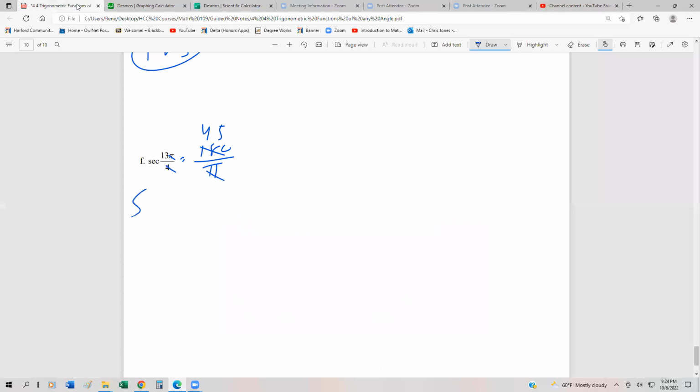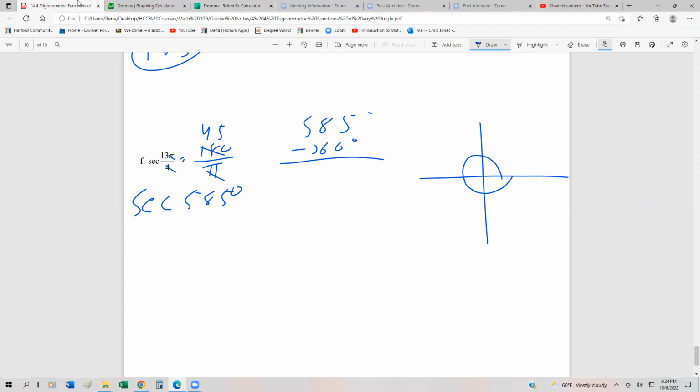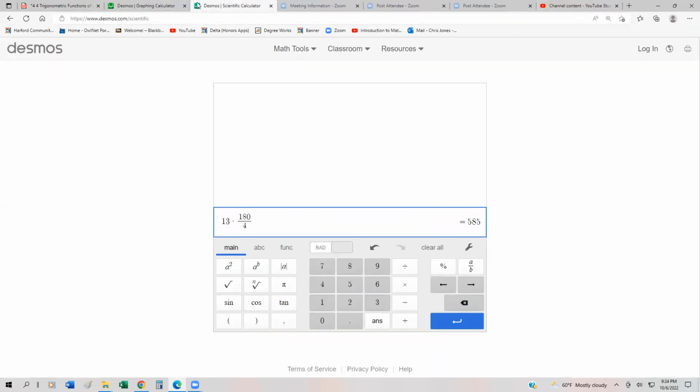Okay, so this is really the same as secant 585. Right? To plot 585, well, we know that we have to go around at least once. Okay, and 585 minus 360. Okay, and we just go into our calculator and we subtract that out. Okay, so enter, and then we can subtract out. We can take 585 minus our 360.